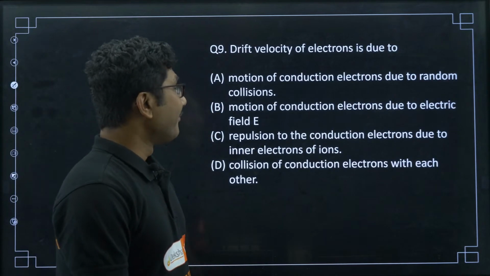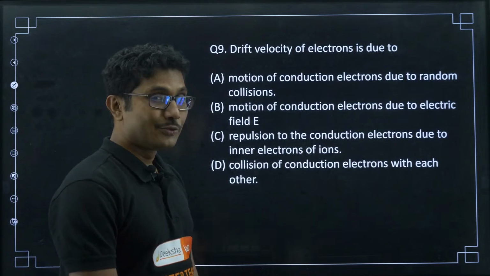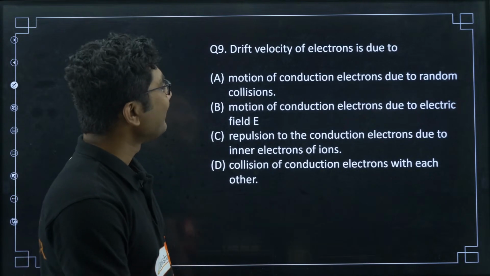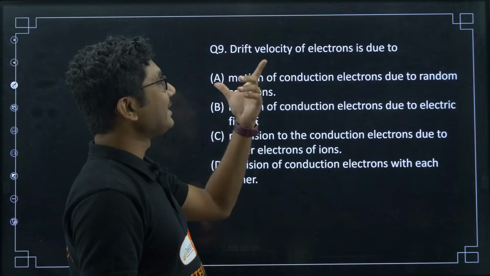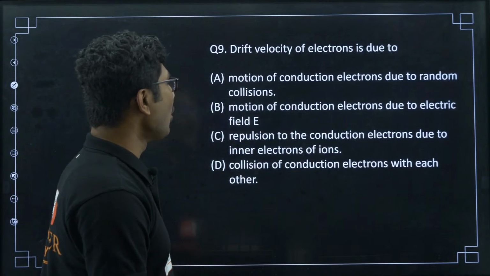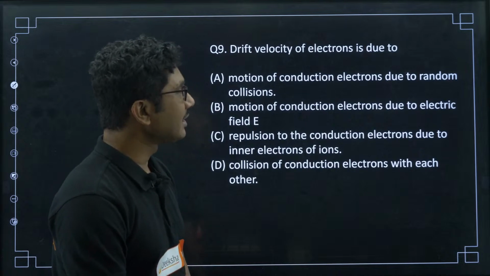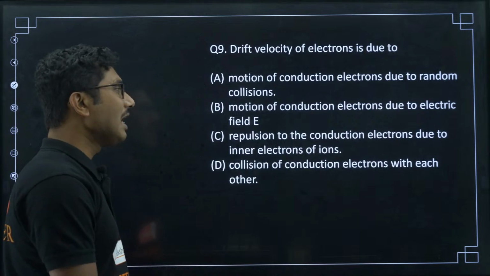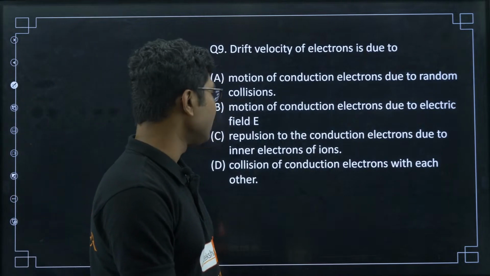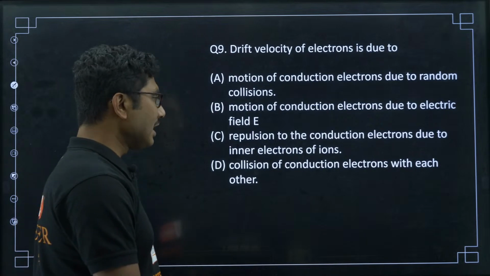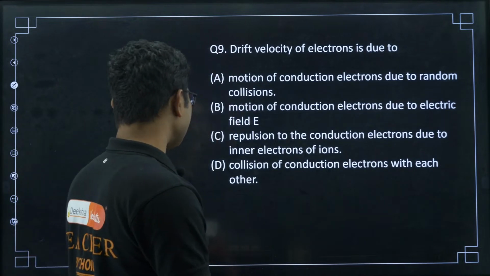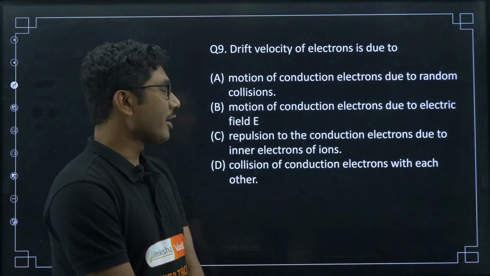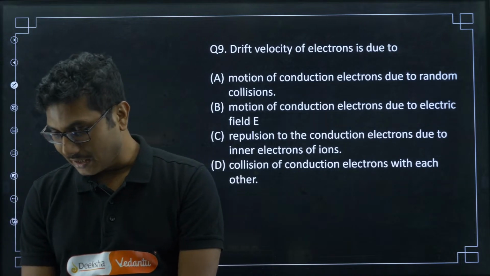Now we have moved into drift velocity, a very critical thing. When I was a student, it was very difficult for me to understand drift velocity, but slowly I moved on. So, drift velocity of electrons is due to: motion of conduction electrons due to random collisions, motion of conduction electrons due to electric field E, repulsion of the conduction electron due to inner electrons of ions, or collision of conduction electrons with each other. The question is very straightforward and only one answer is correct.